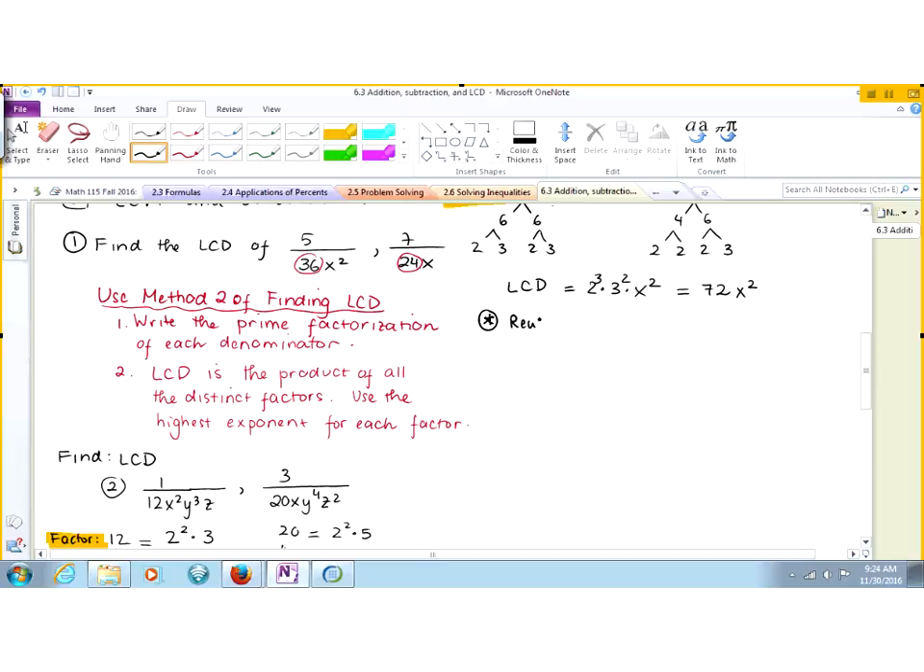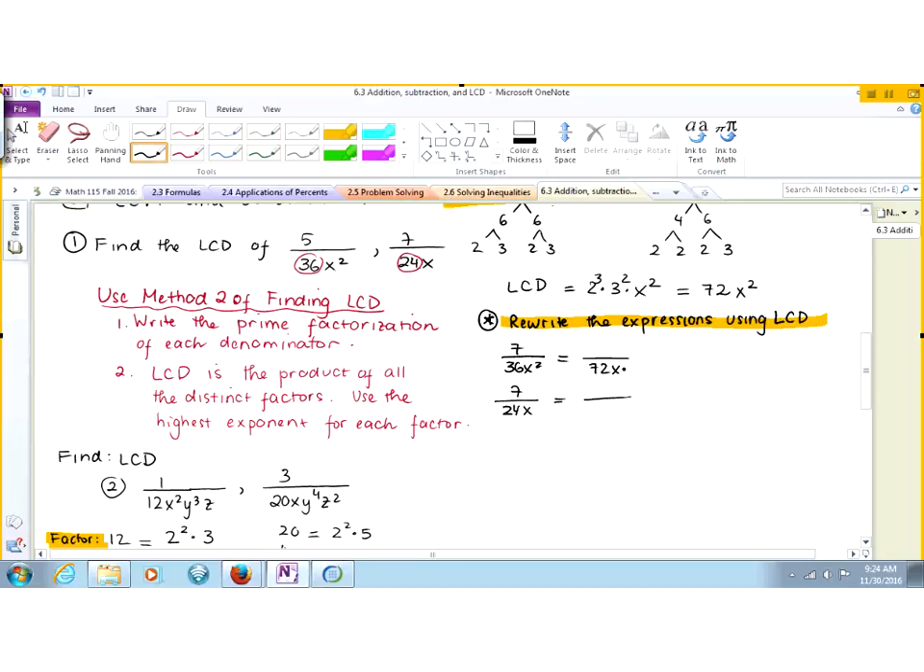So now what I want you to do is to rewrite them using the LCD. So what I want to do now for the second part would be to rewrite the expressions using LCD. So for all number 1 through 4, what we're going to do is just rewrite using LCD. So, well, I have 7 over 36x squared and 7 over 24x. And I'm going to rewrite them using the LCD.